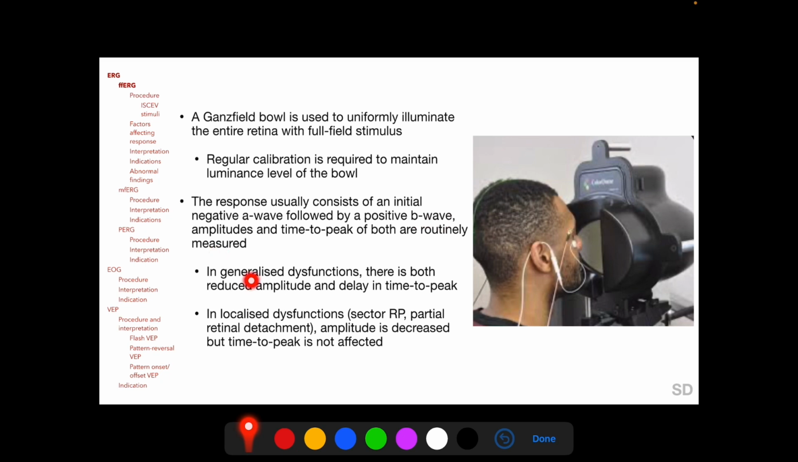In generalized retinal dysfunctions, there is both reduced amplitude and delay in time to peak of these waves. And in dysfunctions localized to a sector of the entire retina, such as sector retinitis pigmentosa and partial retinal detachment, the amplitudes of these waves are decreased, but time to peak is not affected. And this is in contrast to localized dysfunction of the macula, which is comparatively a very small portion of the retina, in which, as we have discussed, full-field ERG is normal.